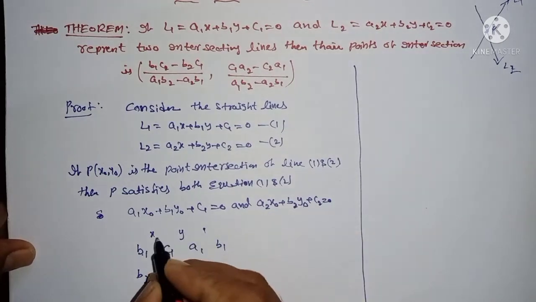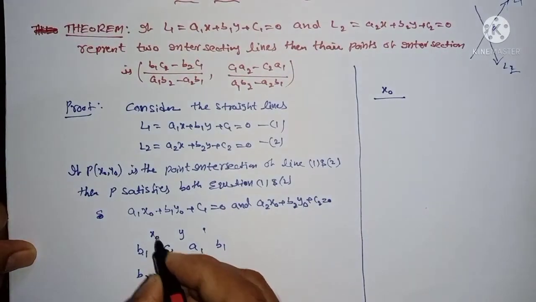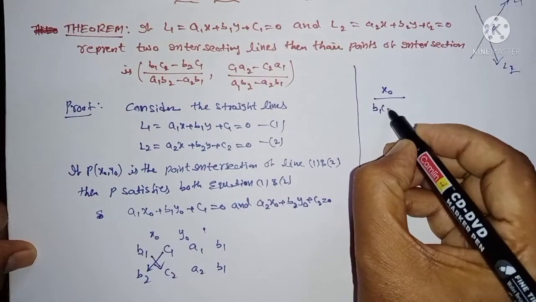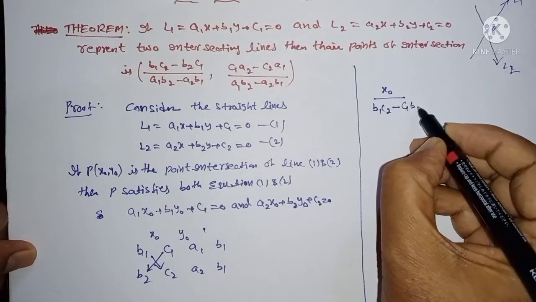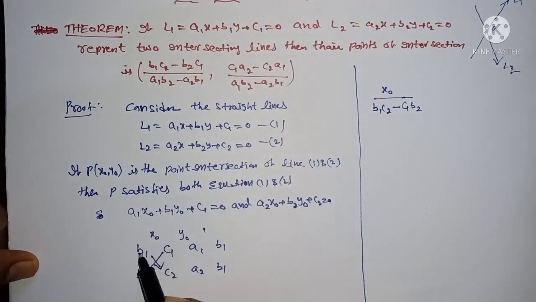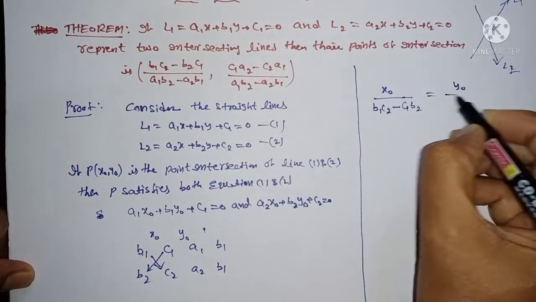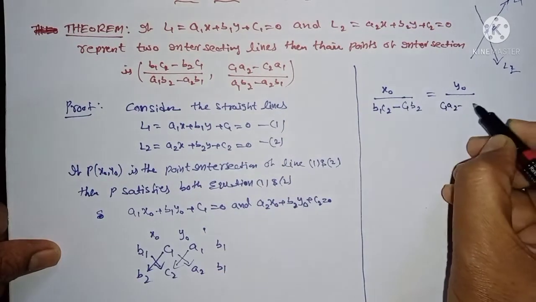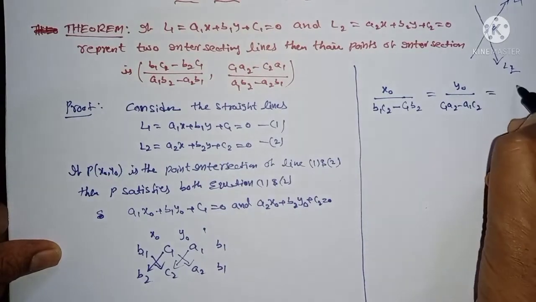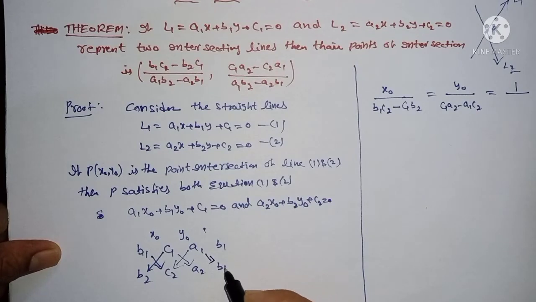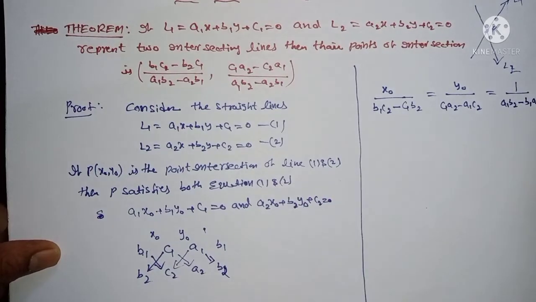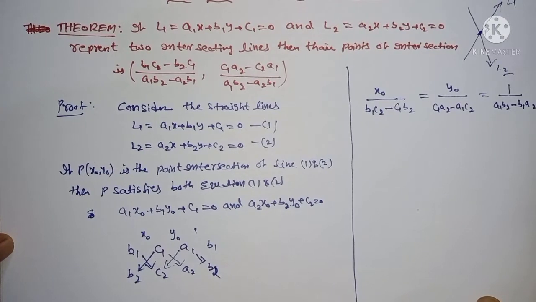Therefore I can write x0, y0 and the constant, and by cross multiplication, x0 over B1C2 minus C1B2 equals y0 over C1A2 minus A1C2 equals the constant 1 over A1B2 minus B1A2. This is a method of finding the solution directly.